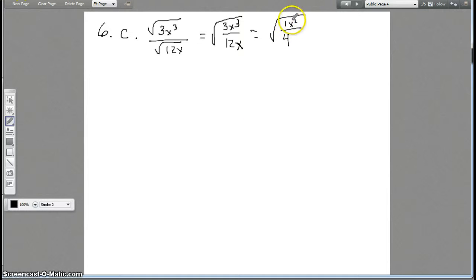I have a 1x squared written here, but that's okay. The square root of x squared is x. The square root of 4 is 2. So we end up with x over 2. Let's look at part D.